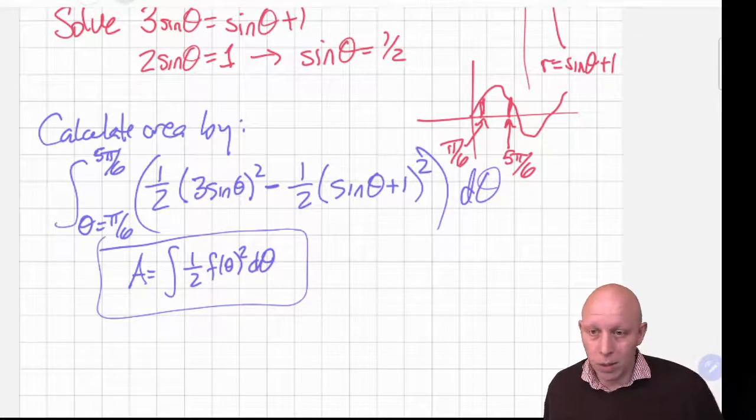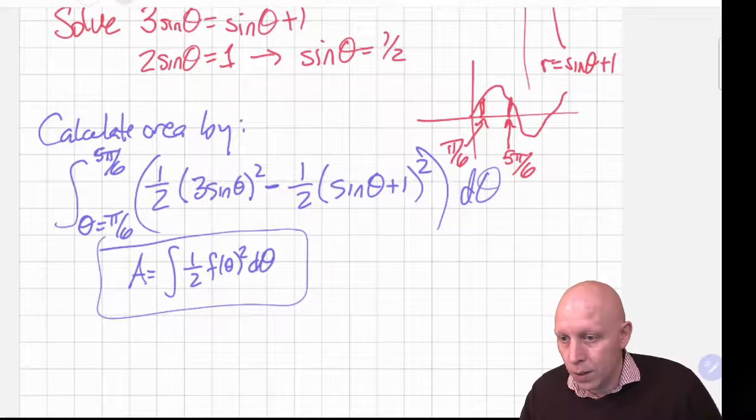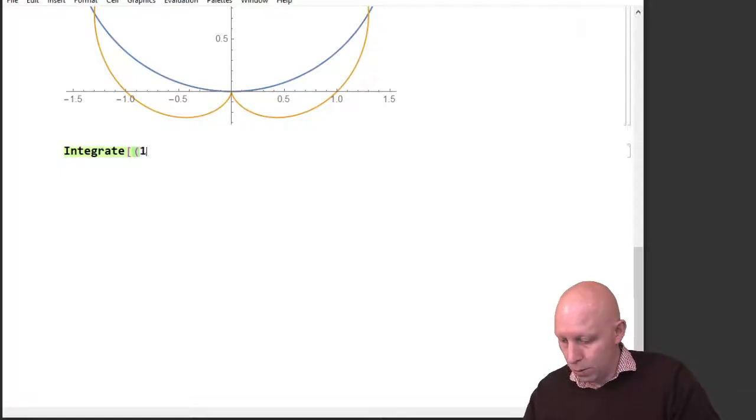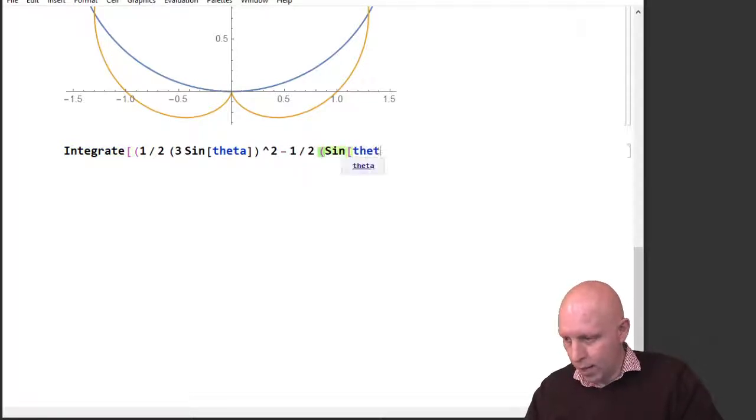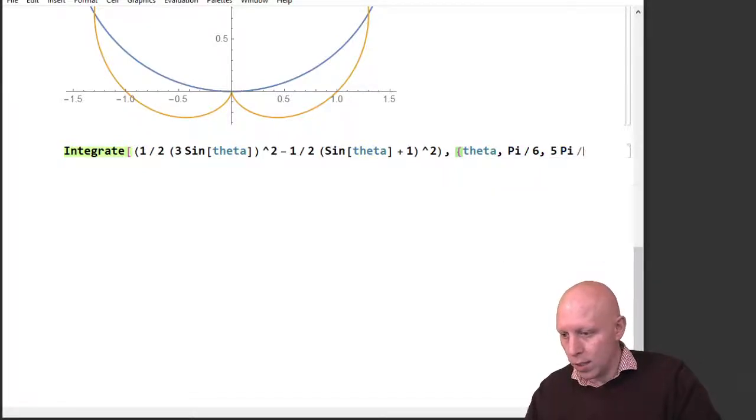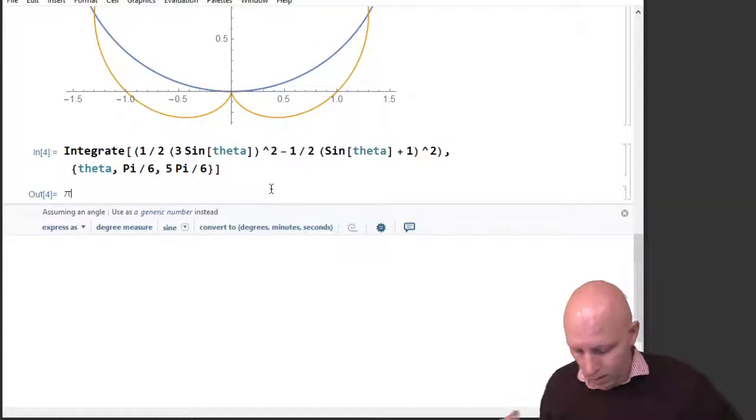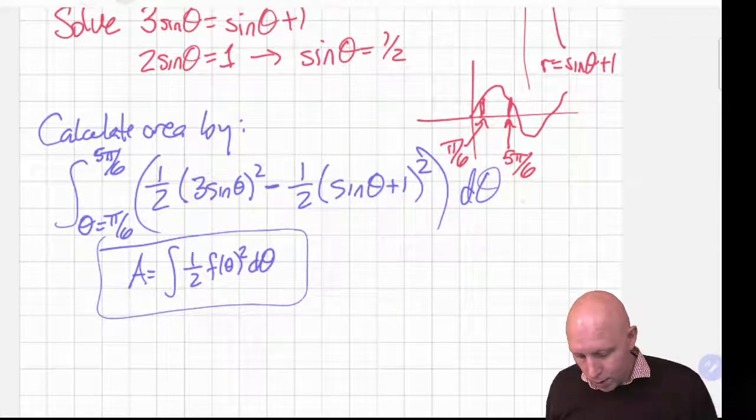All right, and again, let's use Mathematica to solve this. So let's calculate the integral. We have 1/2 times 3 sine of theta squared minus 1/2 of sine of theta plus 1 squared, where theta goes from pi over 6 to 5 pi over 6. The answer is pi. So this integral evaluates to pi.